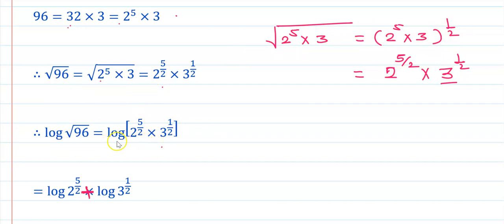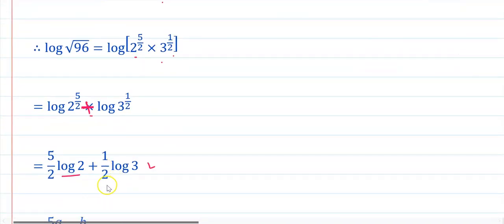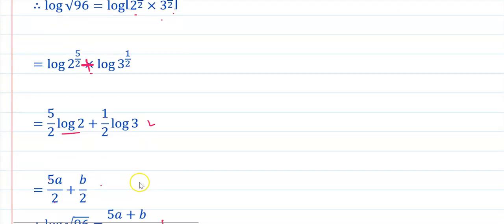Log घ्यायचा असेल तर या दोघांमध्ये मल्टिप्लिकेशन साइन आहे. Therefore it is a plus. That is a log of 2 raised to 5 by 2 plus log of 3 raised to 1 upon 2. पुन्हा 5 by 2 पुढे घेणार plus 1 by 2 पुढे घेणार log of 3 and in this way. Okay. But what is the log of 2?